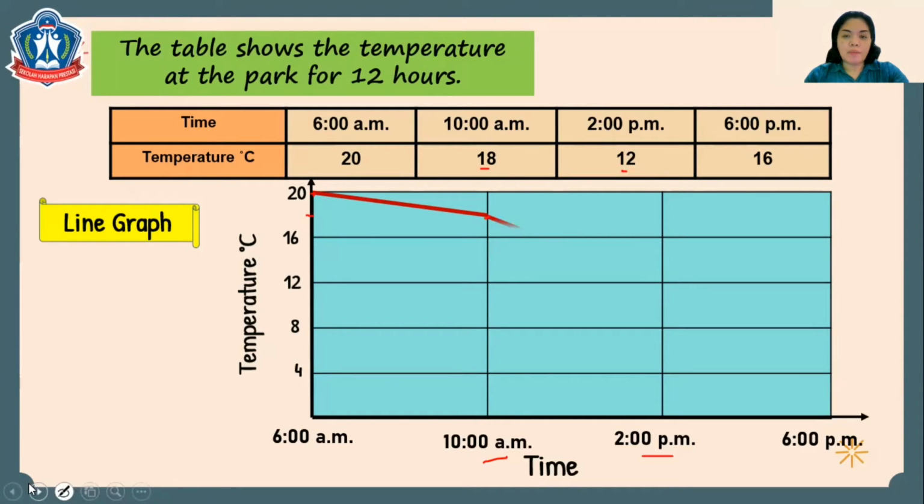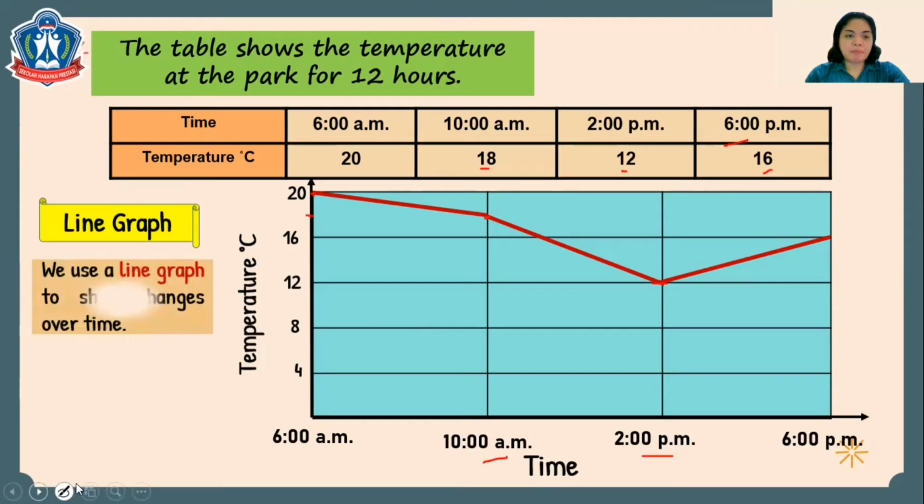Let's see what will happen to our line. Yes, so this is 12 degrees. So it goes down. Next, after 4 hours, 6 p.m., it goes up again to 16 degrees Celsius. So it goes up. Our line goes up. So this is what we call a line graph. So a line graph, children, uses a line.